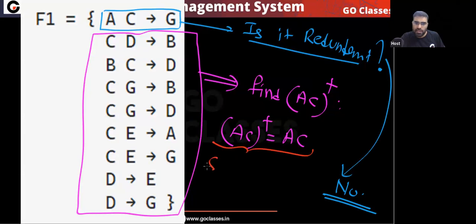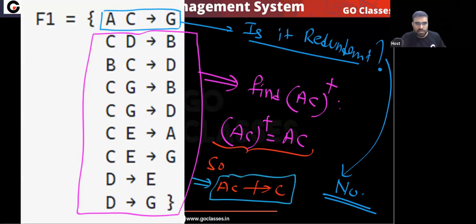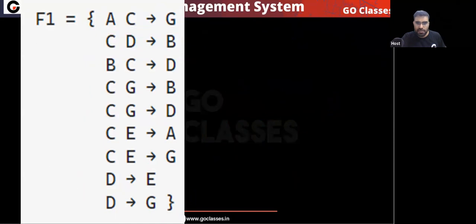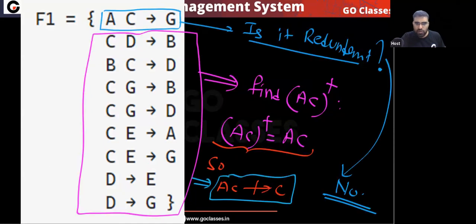So you can see that AC does not determine C. Here, AC does not determine C. So I can say this FD is not redundant. Is this clear? Very simple, right? Yes or no? Now you tell me about the next one.